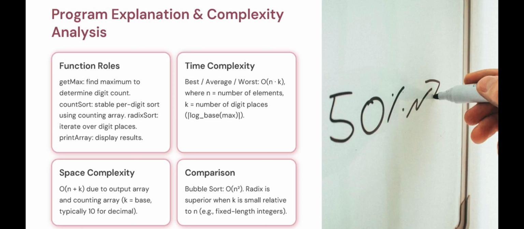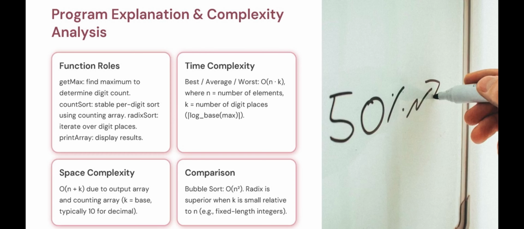Let's now analyze the complexity. Time complexity: Radix sort runs in O of n multiplied by k time, where n is the number of elements and k is the number of digit places in the maximum number. Mathematically, k is equal to log base b of max. Importantly, this is the same for best, average, and worst case. It's a very predictable algorithm with no bad inputs. Space complexity is O of n plus k. We need an output array of size n and a count array of size k, 10 for decimal base.